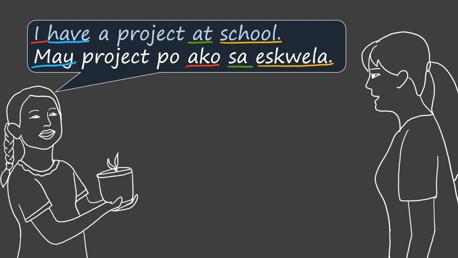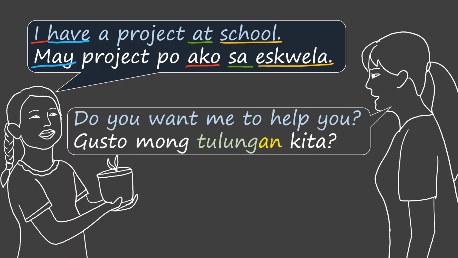And that word po, I want to remind you that it is used whenever the person talking is younger than the person they are talking to. So in this case, the child is talking to her mom. We use po. Now here comes an offer of help.